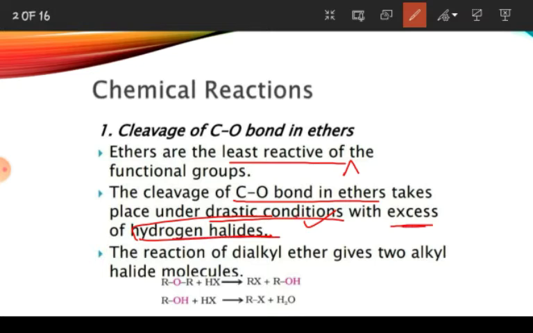And there should be excess of hydrogen halides. Hydrogen halides means HX. We need to take this in excess. The reaction of dialkyl ether gives two alkyl halide molecules. These two reactions are given in your NCERT. I am writing them again. The first reaction given in NCERT under this topic is ROR, this is the ether, plus HX.